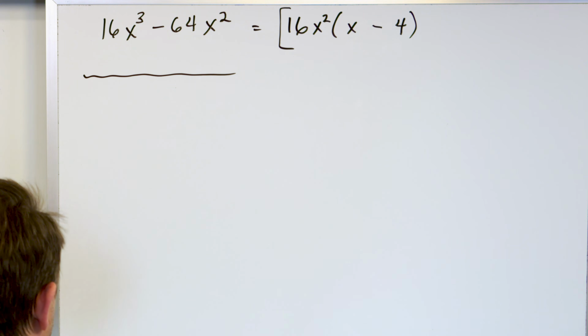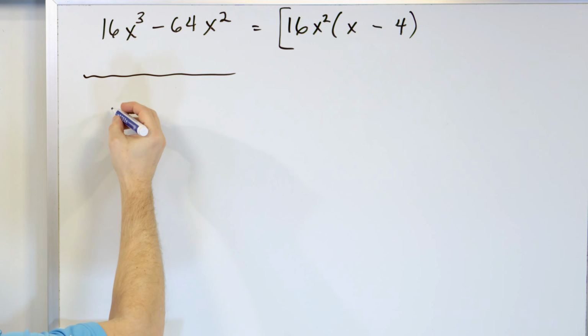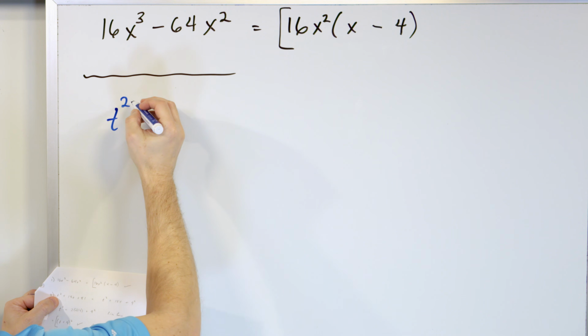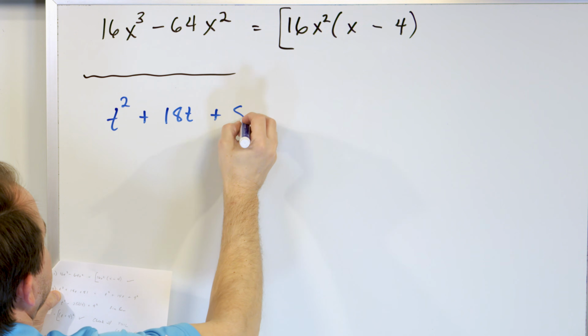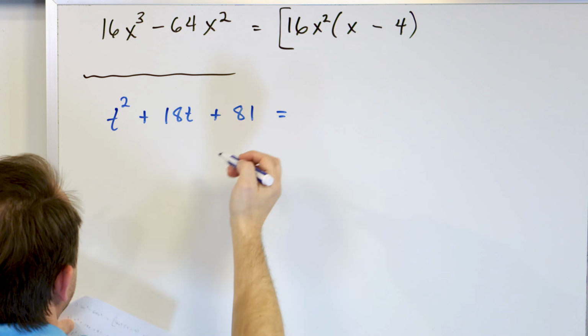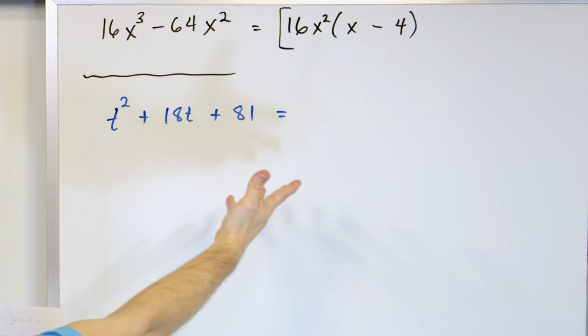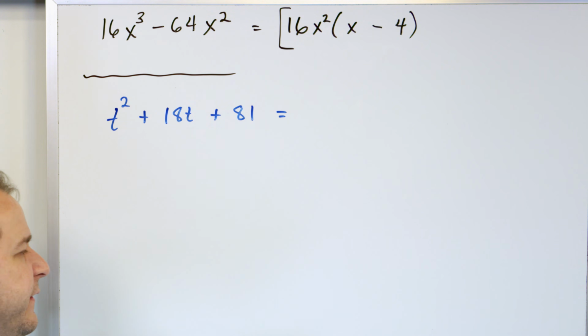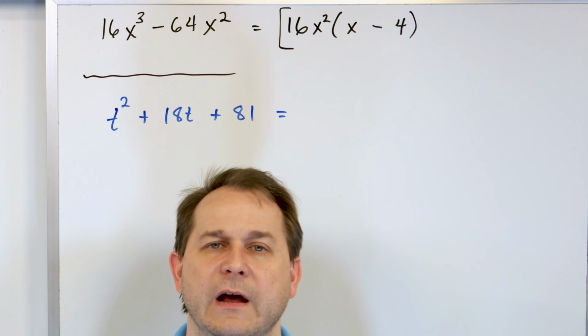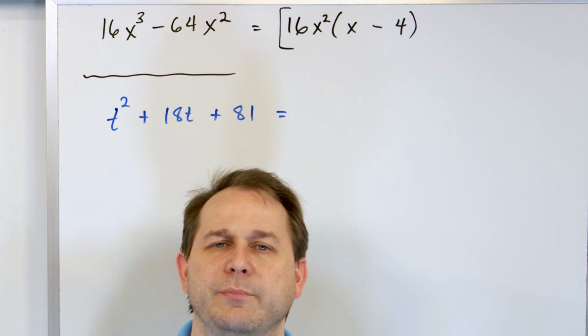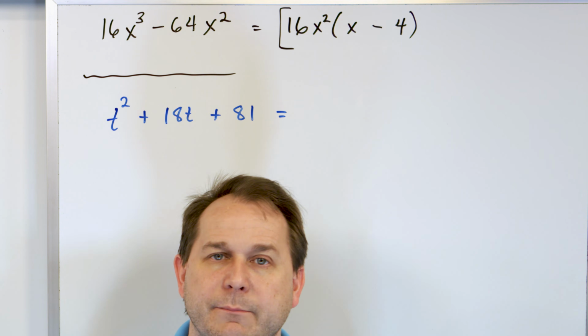Now the next question: what if I have t to the second power plus 18 times t plus 81? The first thing you do, and I tell you, factor this expression. When you see the words factor this expression, what you need to do in your mind is think, I'm going to do distribution in reverse. I want to find two things that multiply together to give me that polynomial.